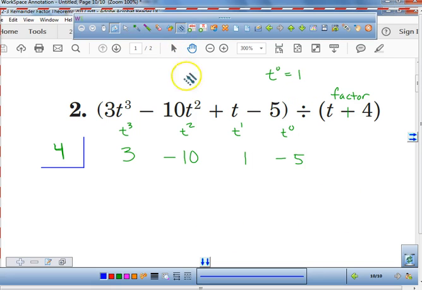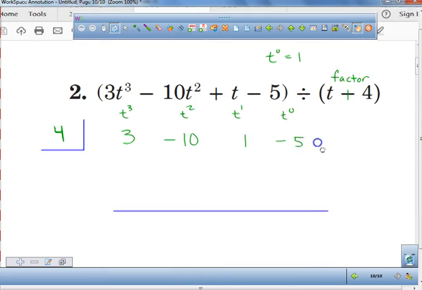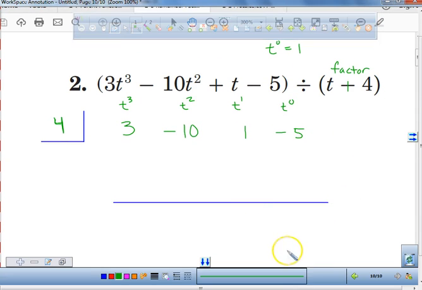Okay? Now, next thing I want you to give a little space. Don't put this line right underneath. Give it a little space. Put a line right underneath it. Here we go. You're going to bring the 3 down. You're going to multiply the 4 times the 3 to get you to a 12.